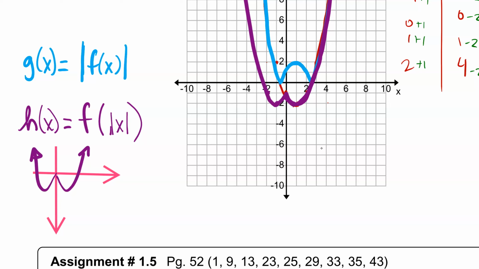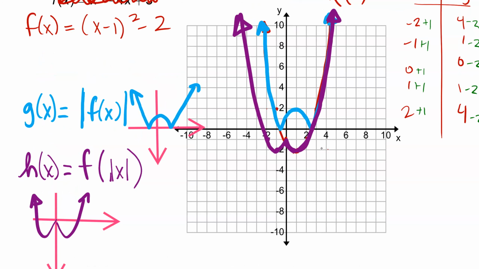So my h of x looks like a W. My g of x, it comes down and does this weird, I don't even know what to call it. Is this clear what's happening? So when you take the absolute value of the whole function, whatever y values were negative, you reflect those across the x-axis. Versus if you're taking f of absolute value of x, you're taking whatever's on the right side of your y-axis and reflecting it across.